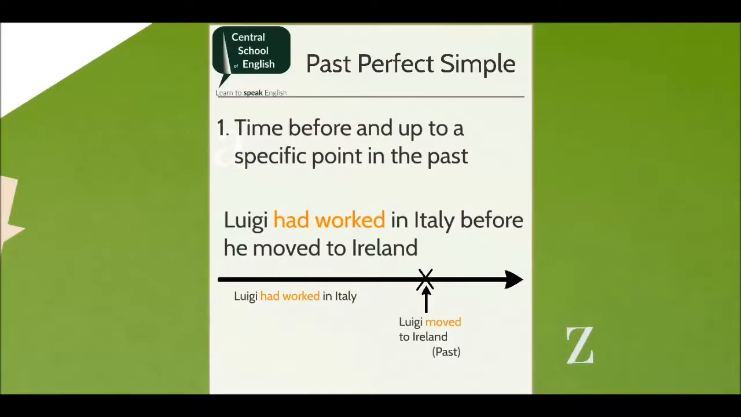We use the past perfect tense when we are thinking about time before and up to a specific point in the past. For example, we can say, Luigi had worked in Italy before he moved to Ireland. In this sentence, we use the past perfect tense because we are thinking about the time before and up to the point Luigi moved to Ireland. Before Luigi moved to Ireland, he had worked in Italy. From the time that Luigi moved to Ireland, this action stopped.